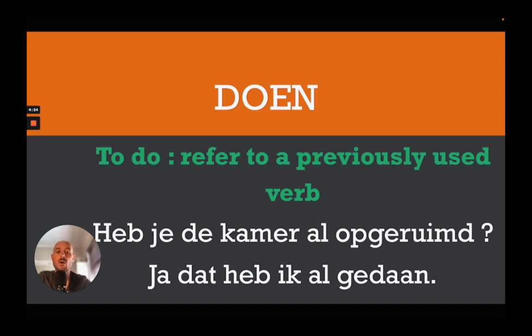Alright, so opruimen is our first verb. Heb je de kamer al opgeruimd? Have you already cleaned the room? Okay, opruimen is to clean. Now, I could have answered, ja, ik heb de kamer al opgeruimd. Yes, I've cleaned the room already. However, sometimes you don't want to repeat the same verb, and then you can use do. And you can say, ja, dat heb ik al gedaan. Yes, I've done this already. Right? So then we are referring to a previously used verb.